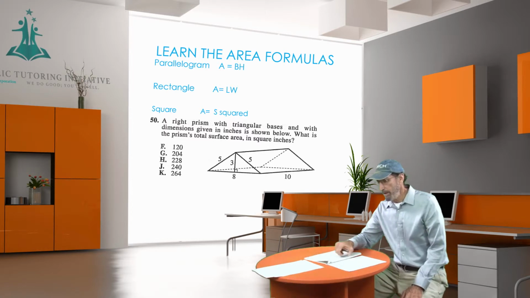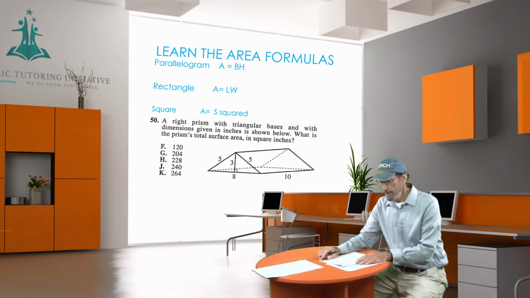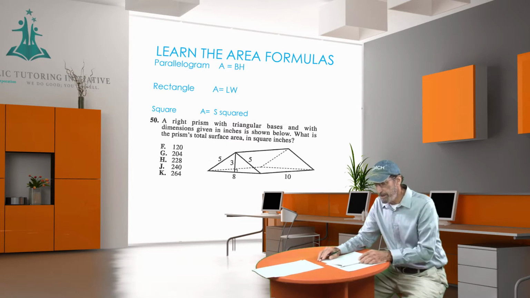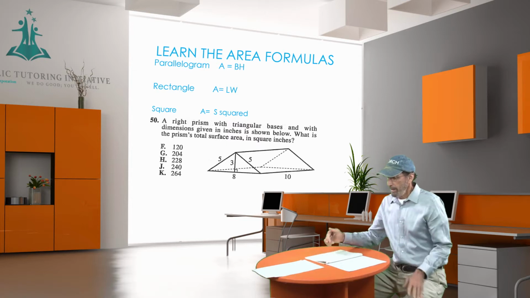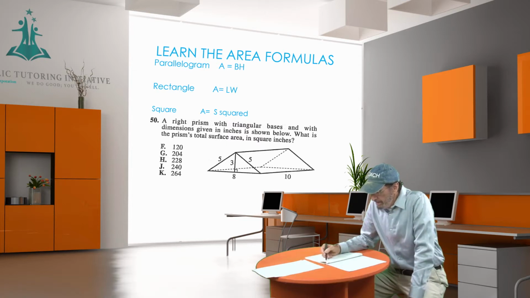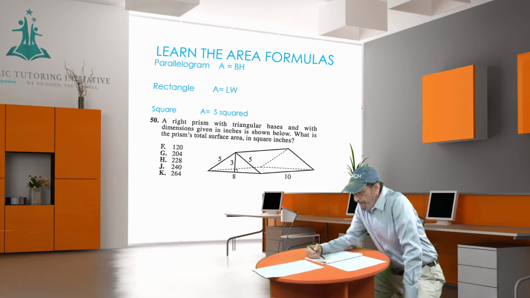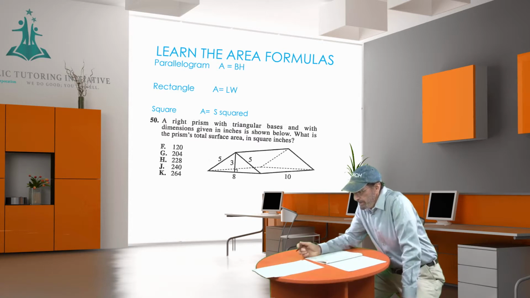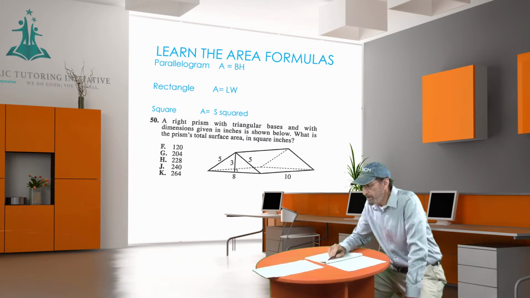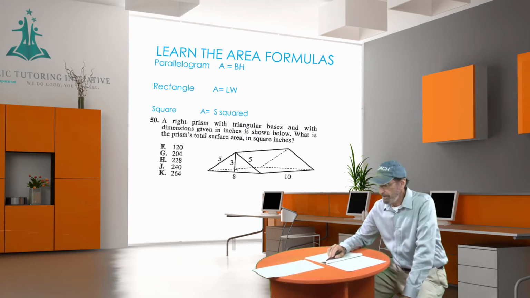Okay, let's do a problem from a real test. This was actually number 50, so it was considered a fairly hard problem. It concerns a tent. The dimensions of the tent are given as shown, and the question is, what is the total surface area of the tent?